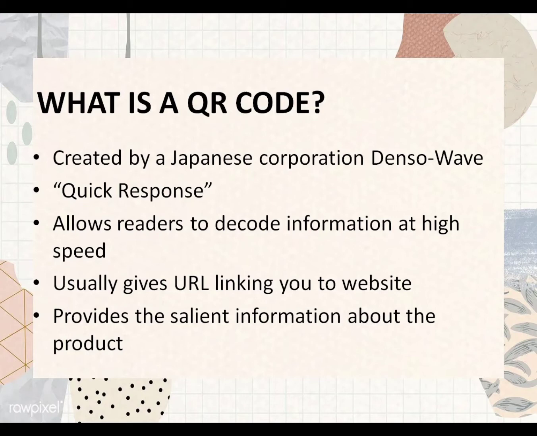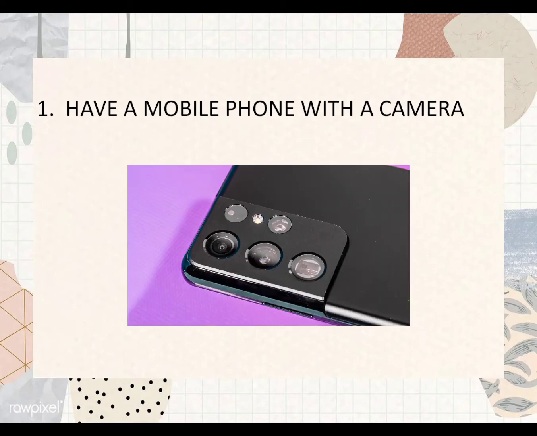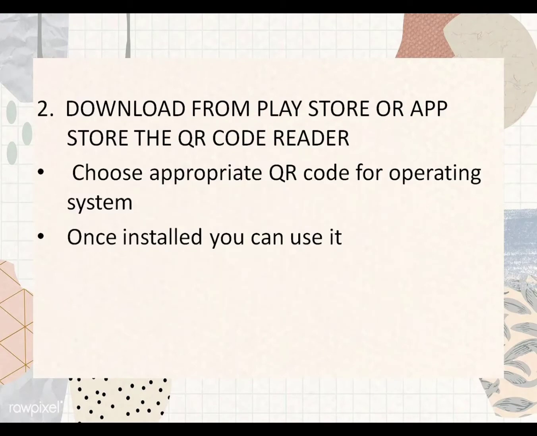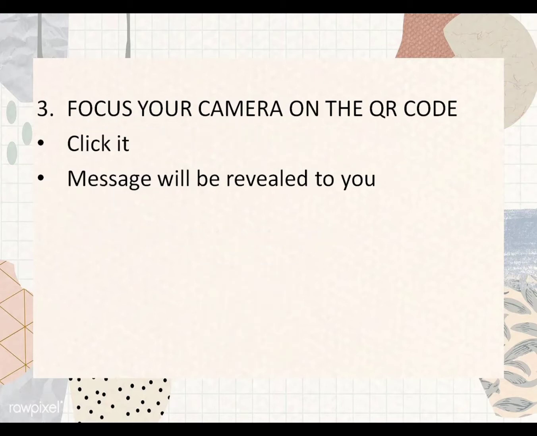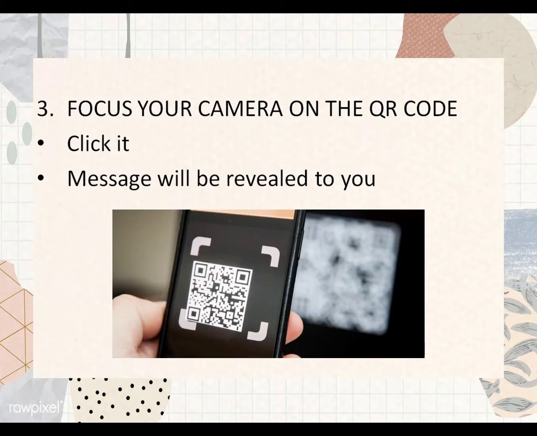You can easily read QR codes through a QR code scanner. All you have to do is make sure that, first, you have a mobile phone with a camera. Second, using the mobile phone, download from Play Store or App Store the QR code reader or QR scanner application. Then choose an appropriate QR code reader for your operating system, whether iOS or Android. Once installed in your gadget, you can use it to read the codes. Lastly, focus your camera on the QR code and click it, and the message will be revealed to you.